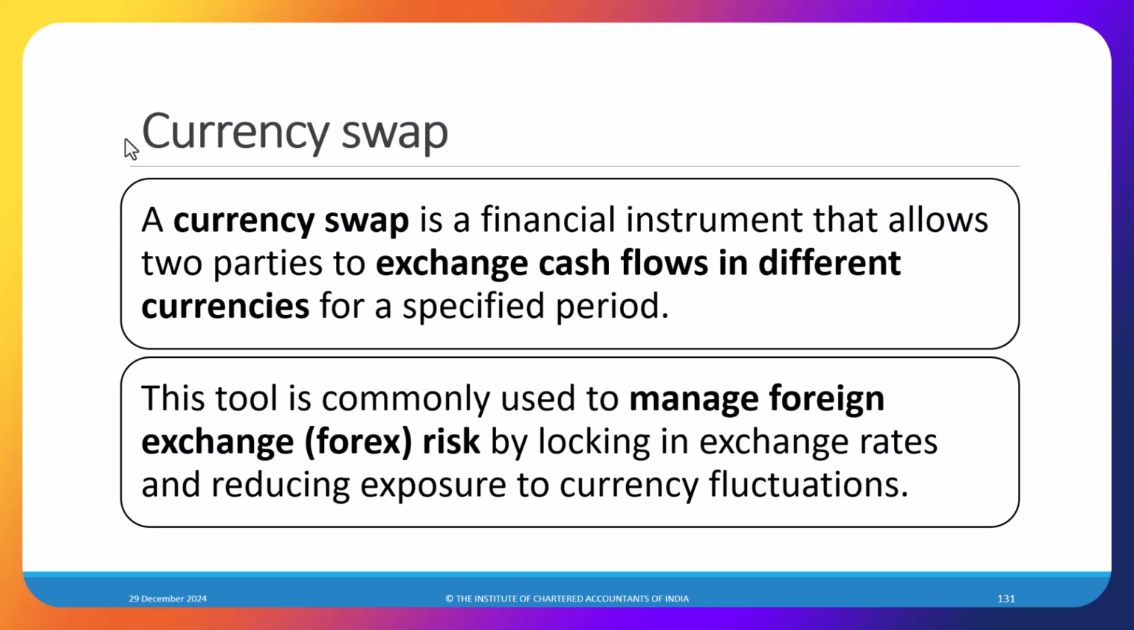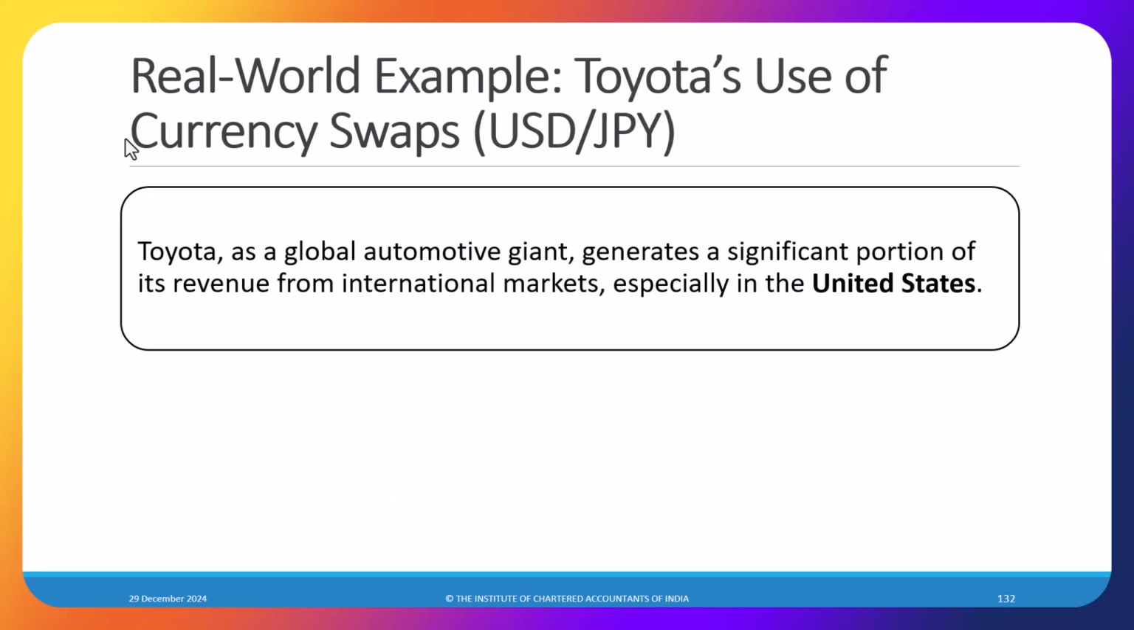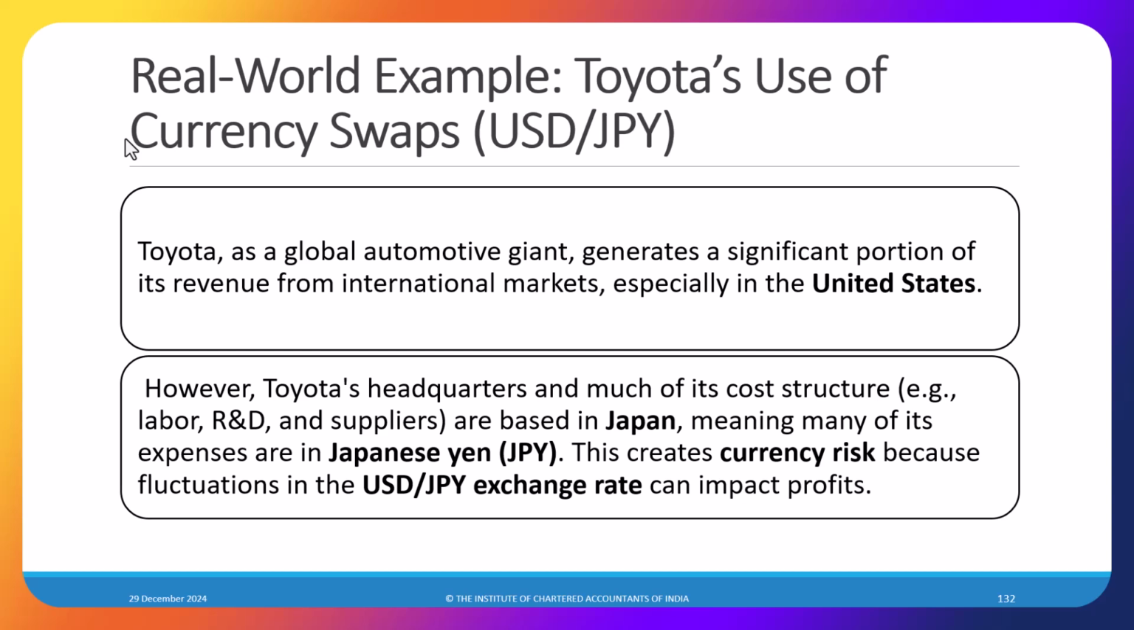The real world example again comes from Toyota, use of currency swaps. Toyota is a global automotive giant, generating significant portions of its revenue from international markets, especially the United States. However, Toyota's headquarters and much of its cost structure, like labor, R&D, suppliers, are based in Japan, meaning many of its expenses are in Japanese yen. This creates a currency risk because fluctuations in USD versus yen exchange rates can impact the profits.